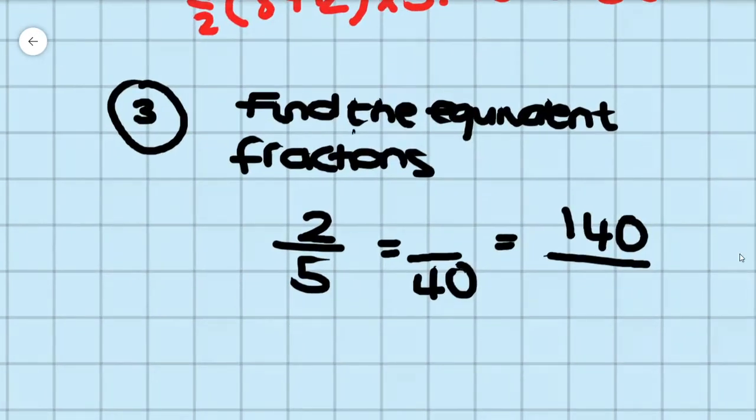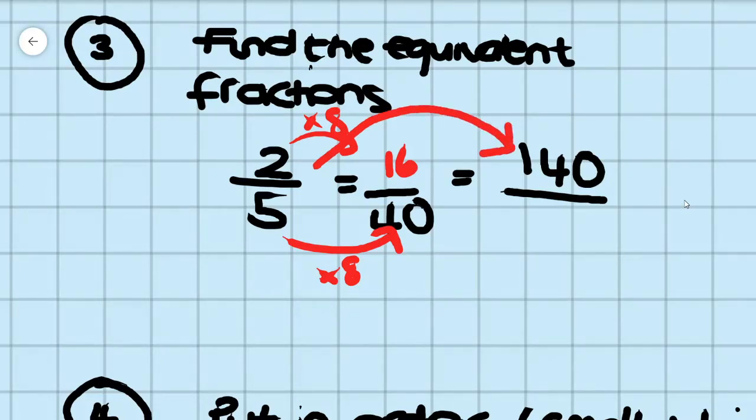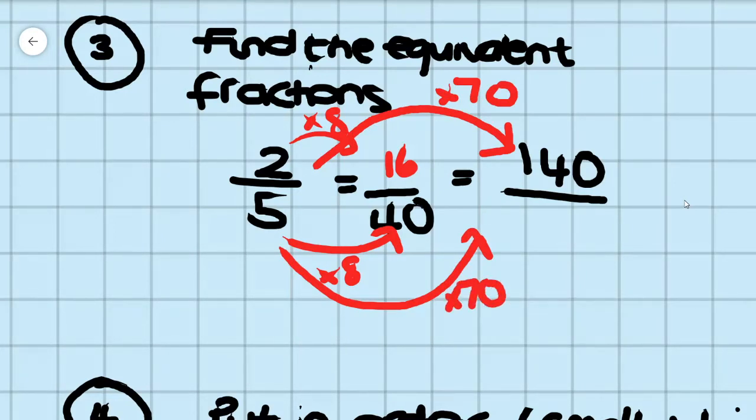Number 3, find the equivalent fraction. So whatever I do to the numerator and denominator, and whatever I multiply by, I need to do the same to both to keep it equivalent and balanced. So 5 to 40 I've times by 8, so I'm going to do the same to the top. So I've got 2 times by 8, which is 16. So 16 over 40. And then this time we're looking at the numerator, and I've gone from 2 to 140. Well, 2 times 7 is 14, and it's 10 times bigger. So I've multiplied by 70, and I'm going to do the same down here. Well, 7 times 5 is 35, and it's 10 times bigger, so 350.